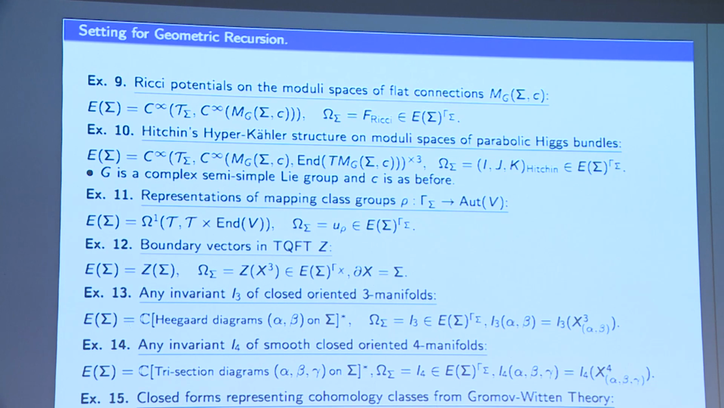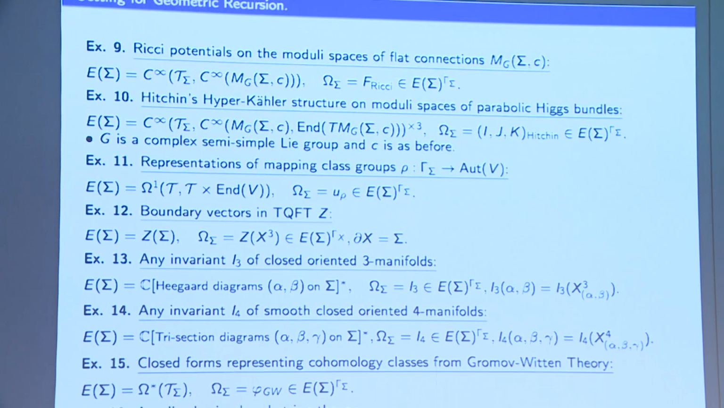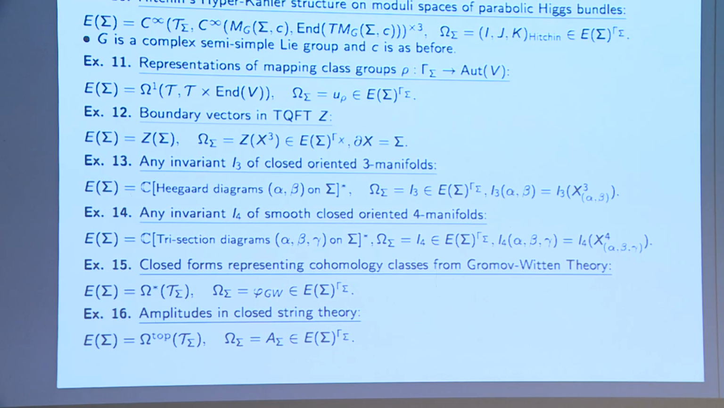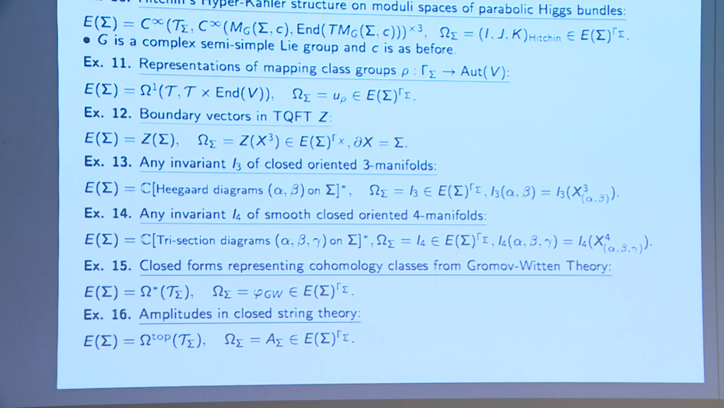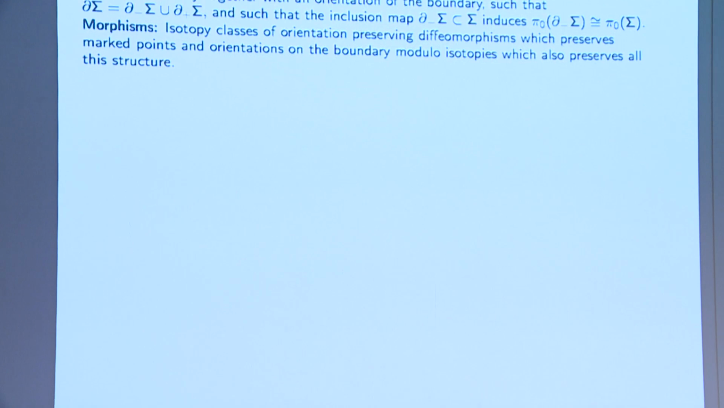In fact, invariants of both three- and four-manifolds, smooth four-manifolds, can be fitted in this scheme simply by representing three- and four-manifolds by either Heegaard diagrams or trisection diagrams. Also forms that come out of Gromov-Witten theory and amplitudes in closed string theory, as far as you believe that they are top forms on Teichmüller space that are mapping class group invariant. So, tons of it. Okay, let's now be more specific then.